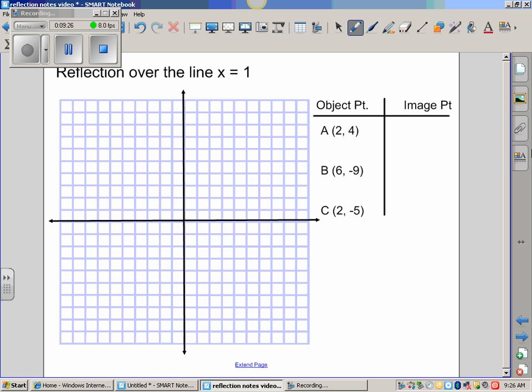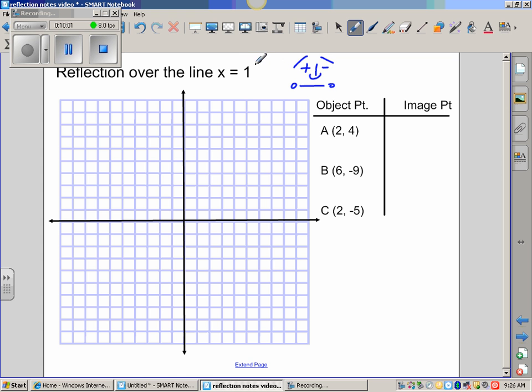This is an example of reflecting over the line x equals 1. So hopefully you remember what the slope is of an x equals graph. Remember our slope face? The horizontal line had a slope of 0, and the vertical line had an undefined slope. Hopefully you remember that an x equals graph is going to look like a vertical line. It's going to be a perfectly vertical line at whatever x value they give you.